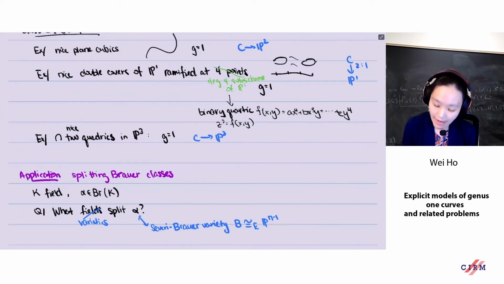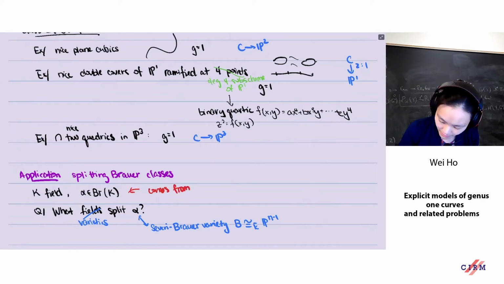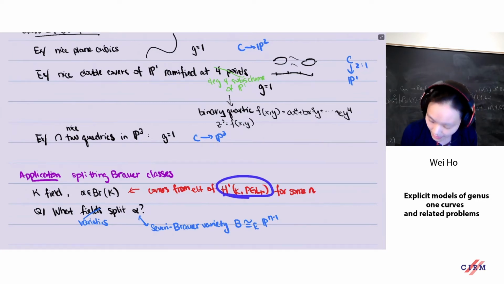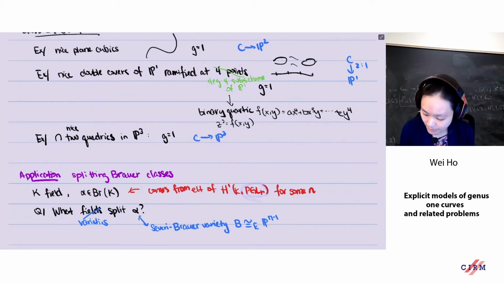One way to see that such a thing will be around is that this element alpha comes from an element of H^1 of PGL_n, for some n. Elements of H^1 of PGL_n, Galois cohomology, can be represented by twists of P^(n-1), since PGL_n is the automorphism group of P^(n-1). So we can think of these alphas geometrically, as there's an associated thing.